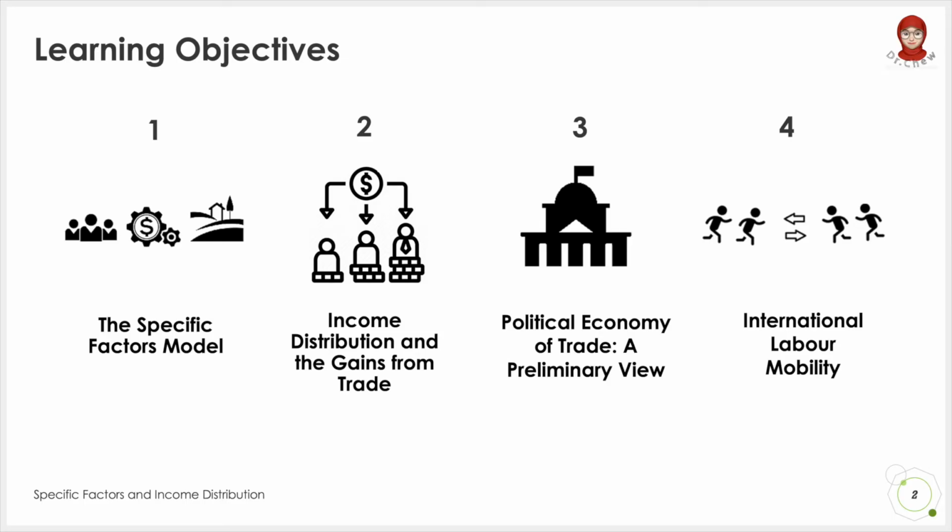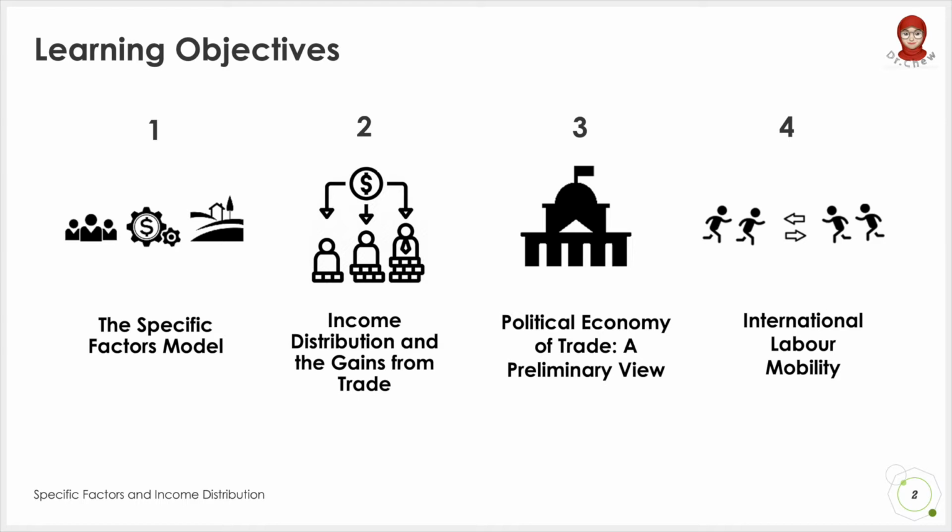There are four learning objectives for today's lesson, and I hope that by the end of this lesson you should be able to, first, explain the specific factors model and the assumptions that underpin the model. Second, discuss the effects of changes in relative prices on the distribution of income and who will gain and lose from these changes. Third, explain the role of trade policy in the modern world of economy. And last, explain how the mobility of labor works in an international context.